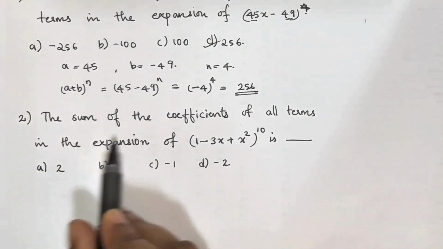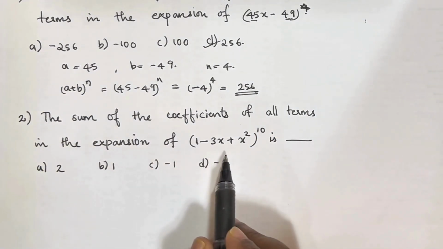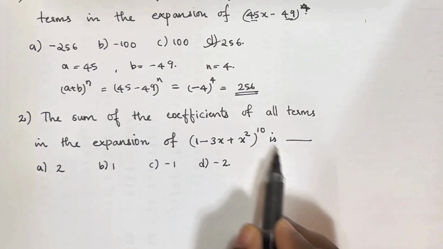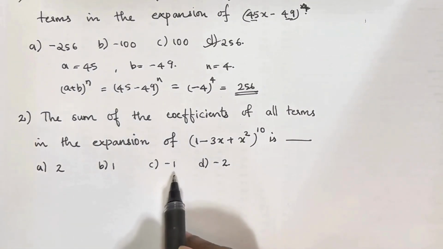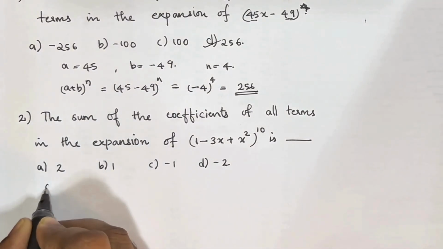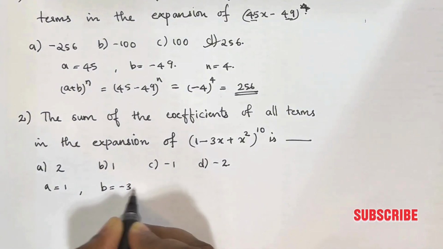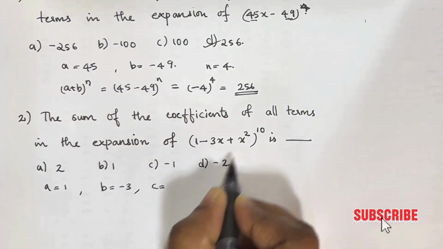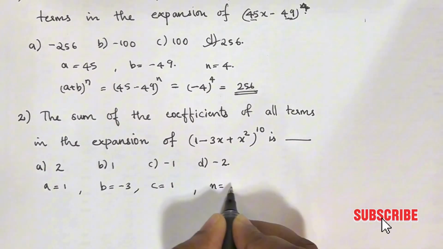Question number 2. The sum of the coefficients of all the terms in the expansion of (1 - 3x + x^2)^10. These are the options given: 2, 1, -1 and -2. From the given expression, we can write a is equal to 1, b is equal to -3 and c is equal to 1. The coefficient of x^2 is 1, so c is equal to 1 and n is equal to 10.